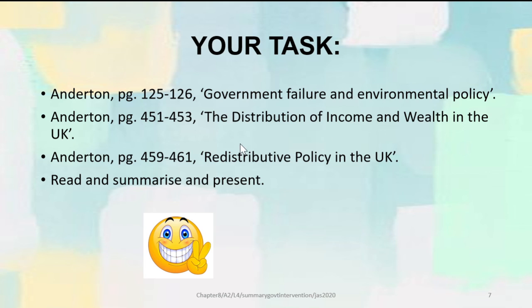So there are key items here that I posted. The first one would be a reading on government failure and environmental policy. So it's very specific. Then we have the distribution of income and wealth in the UK. So this is a case study, so it is good to read. And finally, there's redistributive policy in the UK. Since we are using the UK economy as an example, it is good to actually read the ones in Anderton.